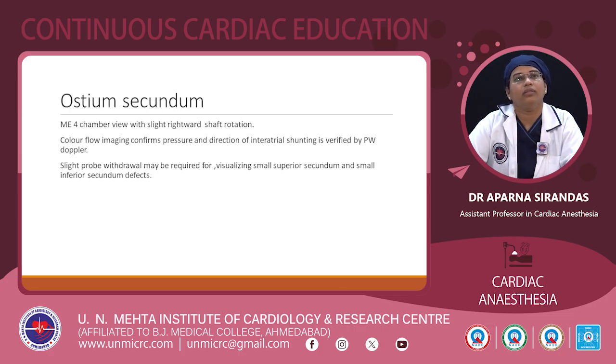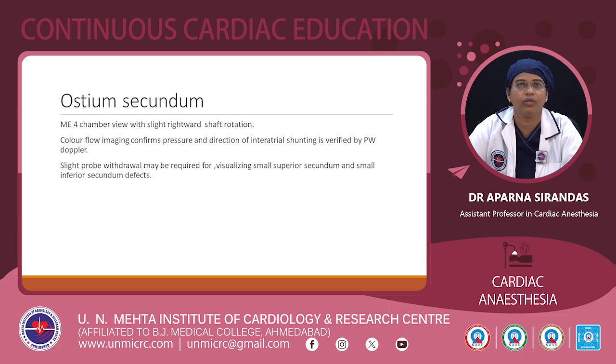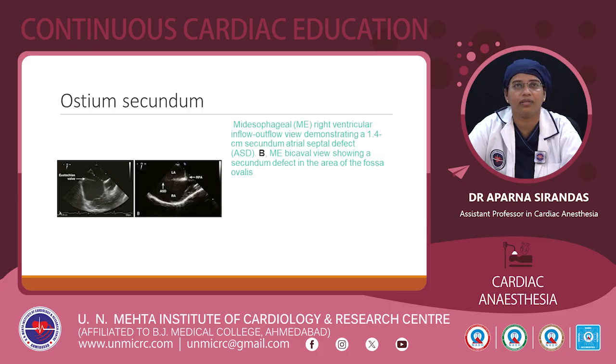Coming to the ostium secundum, it is seen in the midesophageal 4-chambered view with slight rightward shaft rotation. Color flow imaging confirms presence and direction of the interatrial shunting and is verified by pulse wave Doppler. Slight probe withdrawal may be required for visualizing small superior secundum and small inferior secundum defects.